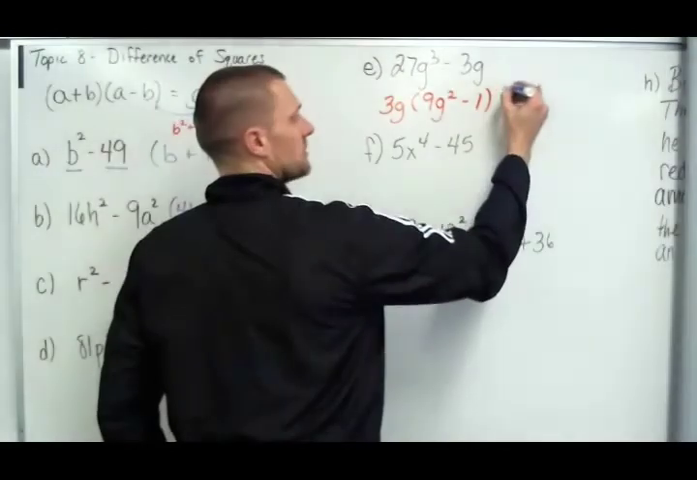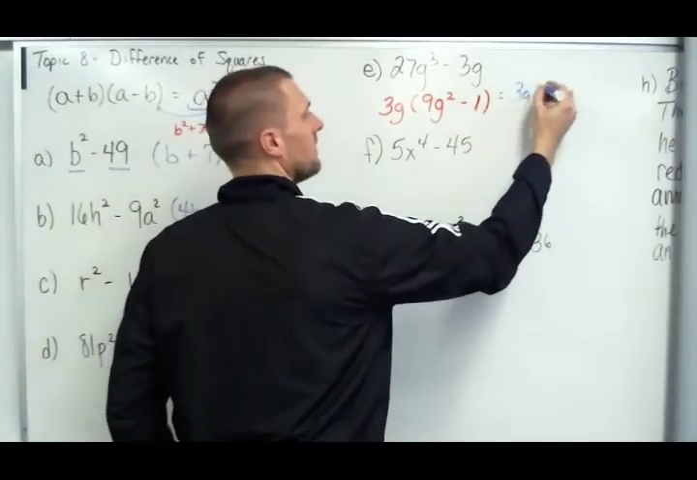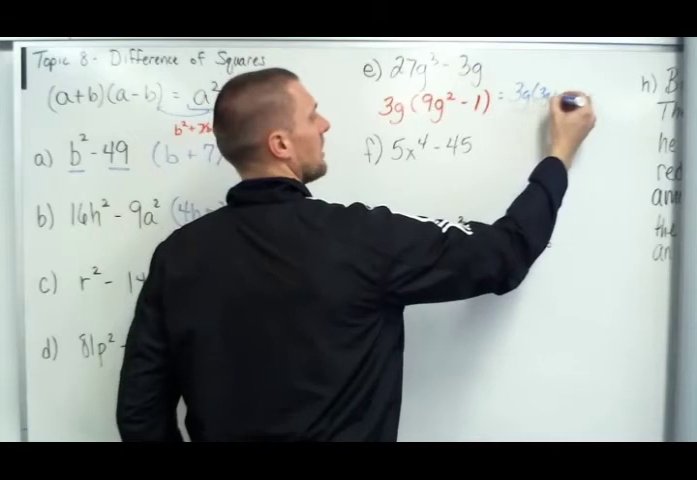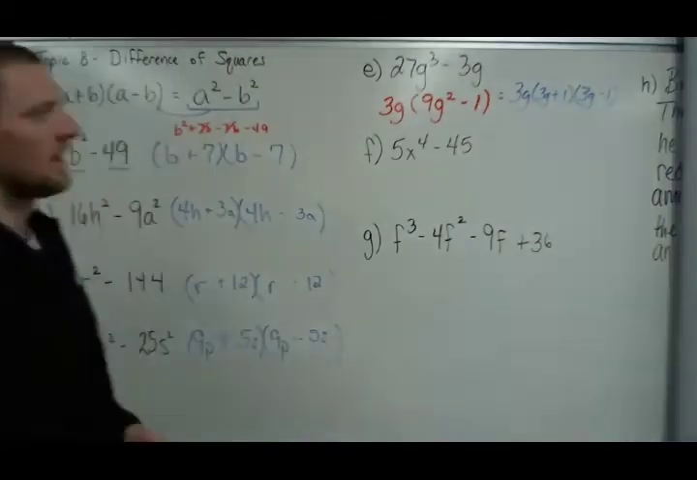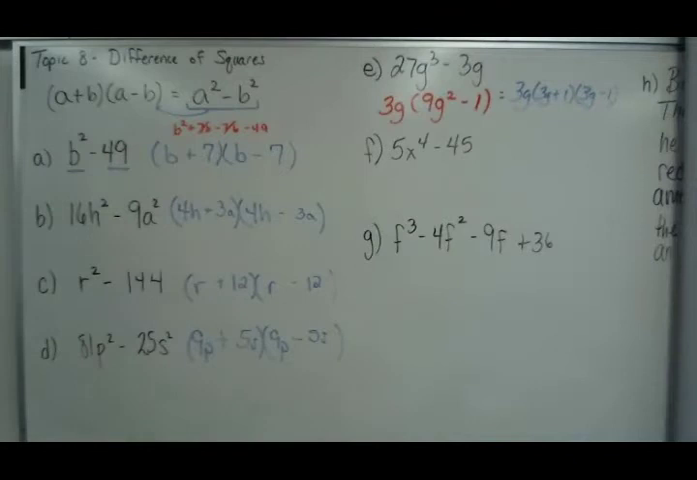So you've got 3g, which has to stay. Then you've got 3g plus 1, 3g minus 1, and there is your factored form. All right, again, pause the video and try F.